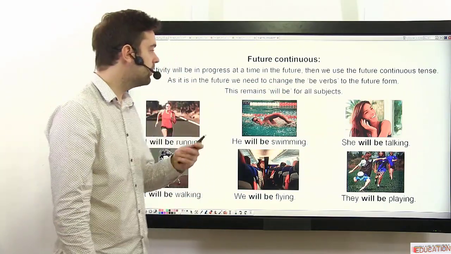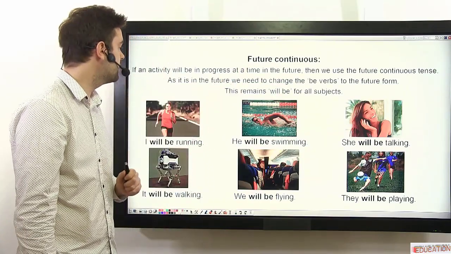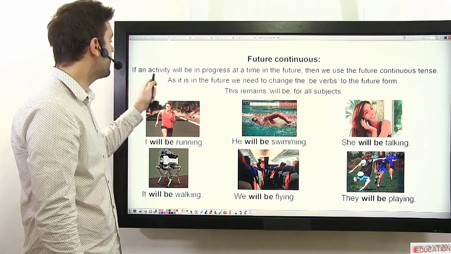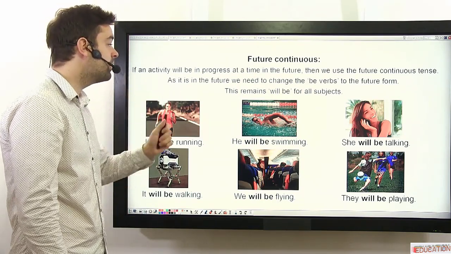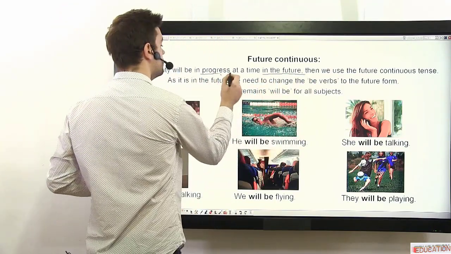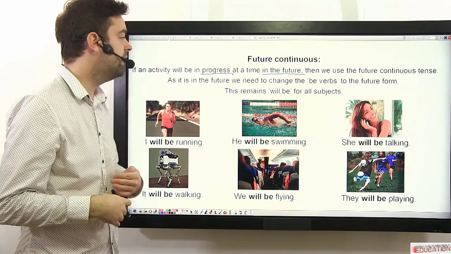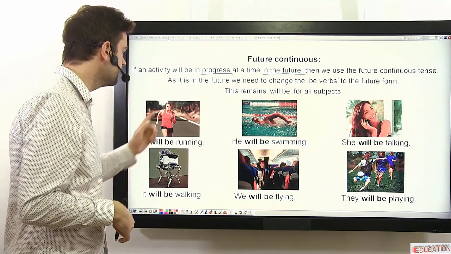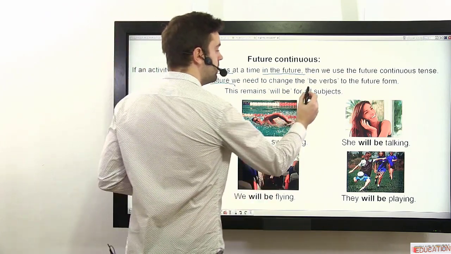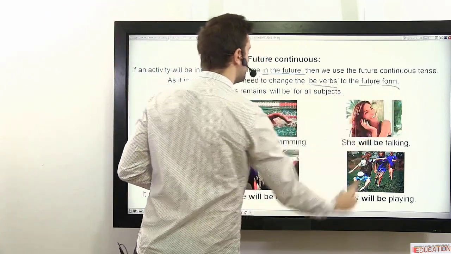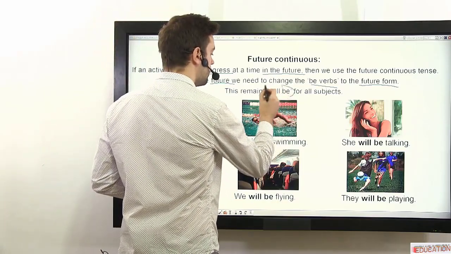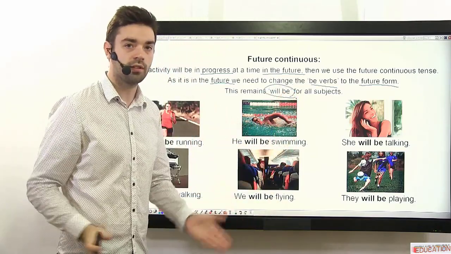And then the third one, we have future continuous. Future continuous is if an activity will be in progress at a time in the future. As it is the future, we need to change the be verbs to the future form. This remains will be for all the subjects.